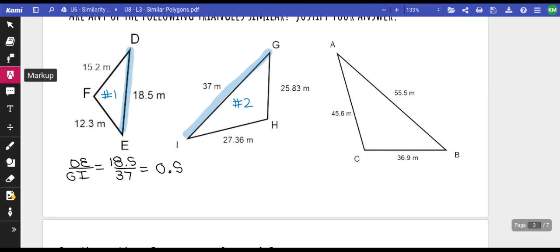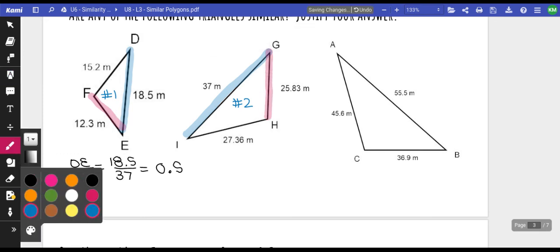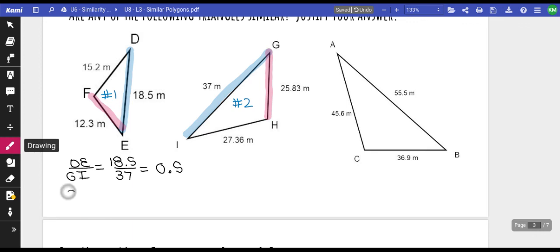So, shortest on this guy, 12.3. That's why we had to order numbers in our last one. Shortest on this guy, 25.83. Let's compare those two. FE over GH, 12.3 over 25.83. What does that equal? Sydney? 0.476190.